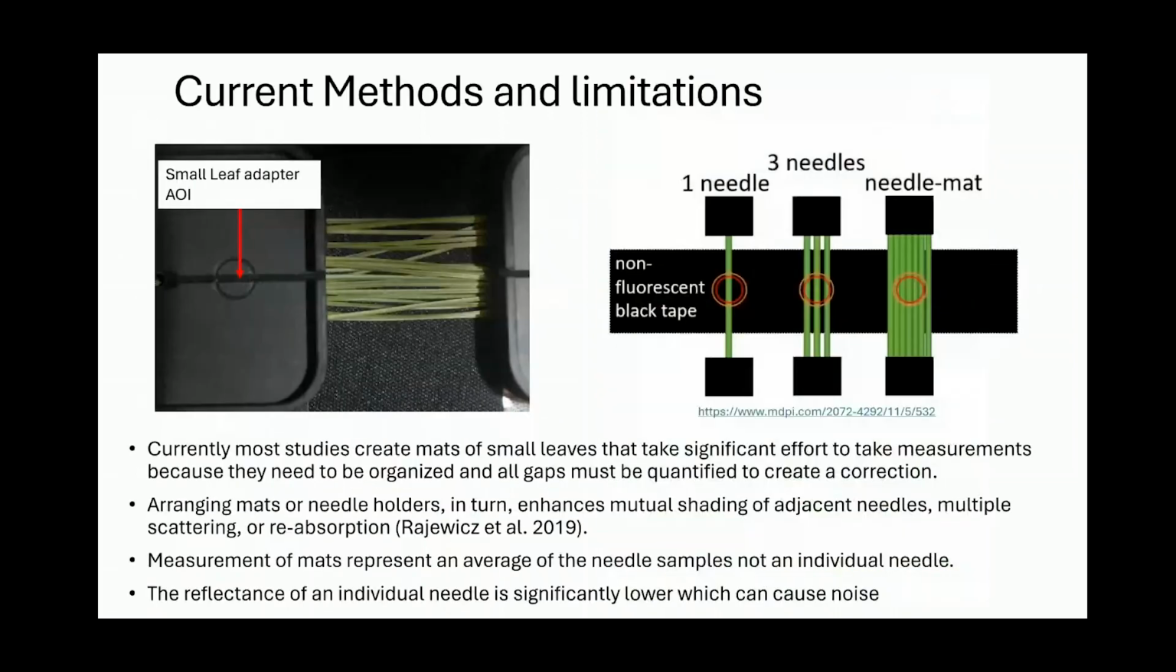So the most common method of pine needle spectroscopy is to create mats of the pine needles. This is due to the AOI, or area of interest, being larger than the pine needle, or the pine needle being smaller than the area of interest. So this is a way of stacking the needles on top of each other or next to each other in order to get a good reflectance curve.